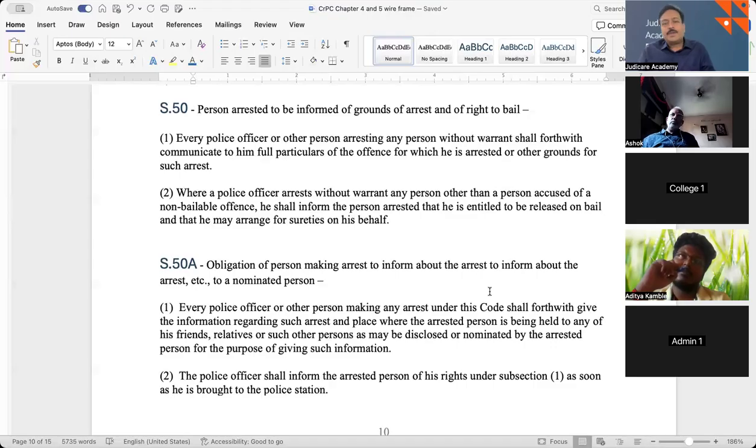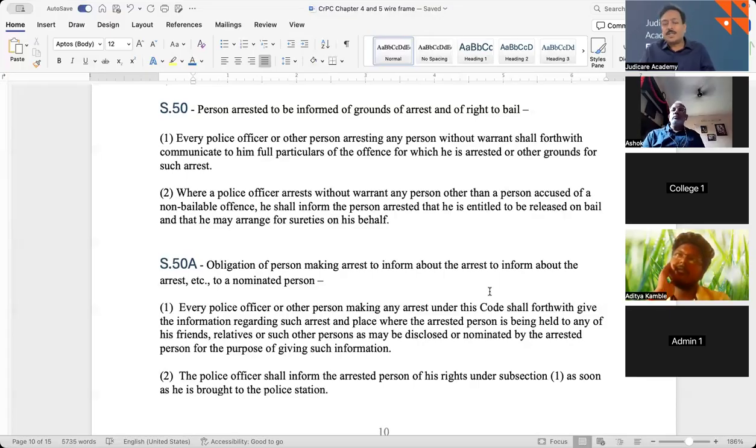While 50A, which was added later, was a very important addition, it covers the condition where the person was isolated from family, near and dear ones and friends, and was arrested in isolation. How would somebody in his family know? And of course, family and friends are a very essential support in those situations, where they need the legal system to run effectively towards that particular accused or arrested person. And for that, it is the obligation of the person making the arrest.